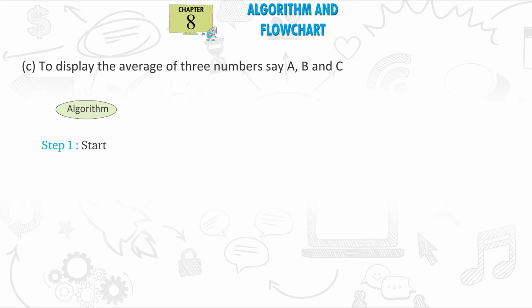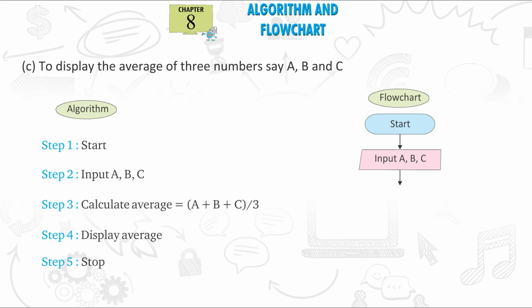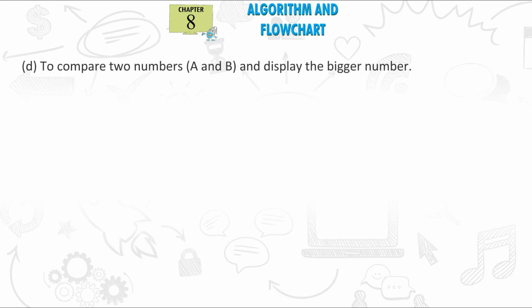C. To display the average of three numbers, say A, B, C. Algorithm. Step 1. Start. Step 2. Input A, B, C. Step 3. Calculate average is equal to A plus B plus C divided by 3. Step 4. Display average. Step 5. Stop. Flowchart. Start. Input A, B, C. Average A plus B plus C divided by 3. Display average. Stop.